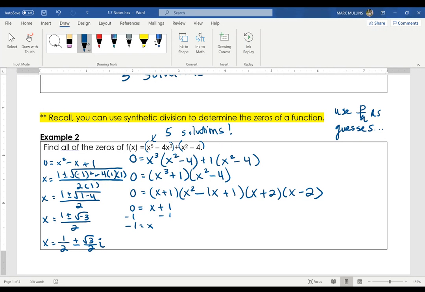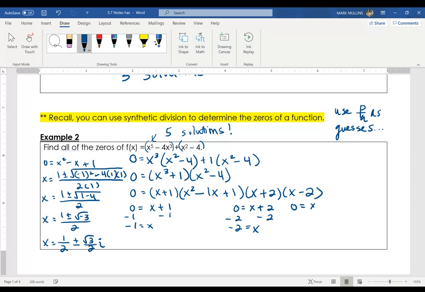And this is really 2 solutions, right? 1/2 plus the square root of 3 over 2i, and 1/2 minus the square root of 3 over 2i. So really that's 2 solutions. So I already have the x equals negative 1. Where are we at? All right, so we're over here at 0 equals x plus 2. We'll solve that. So negative 2 is equal to x.